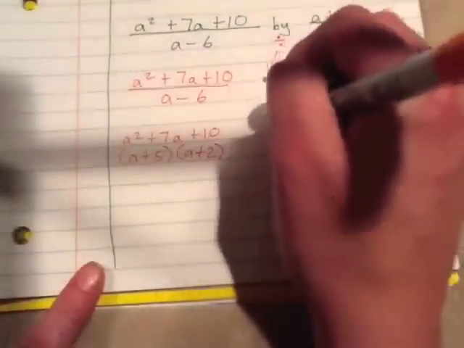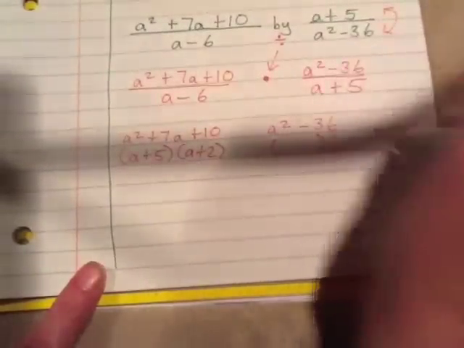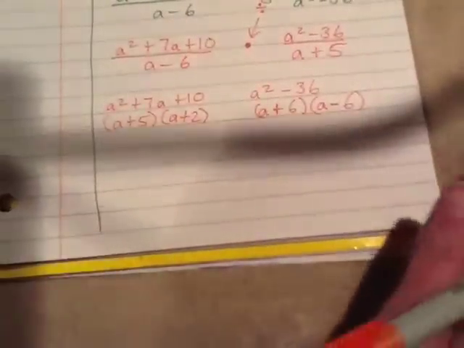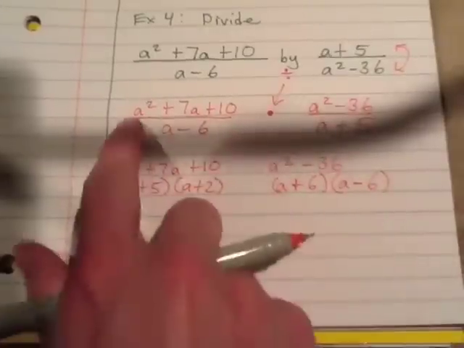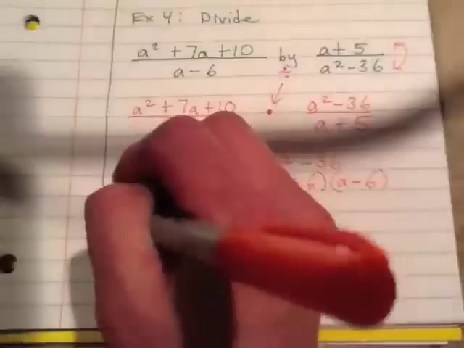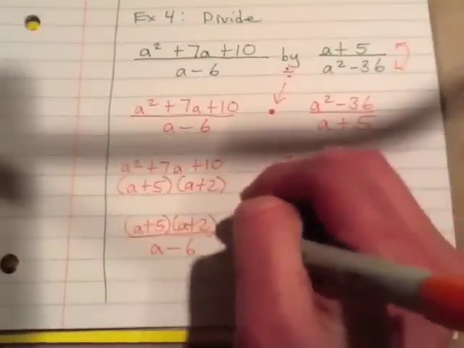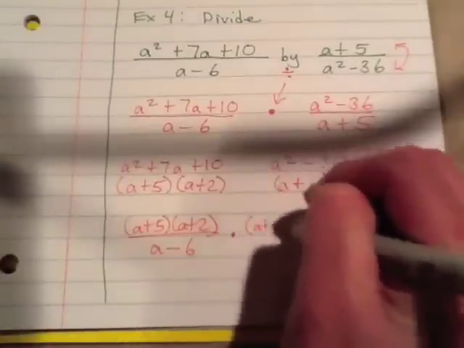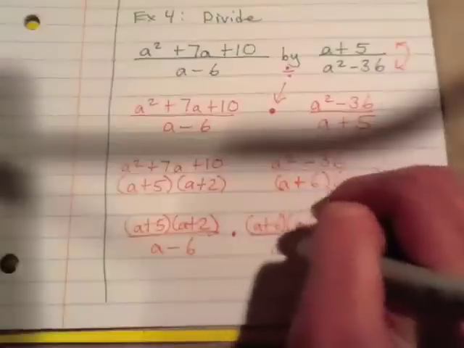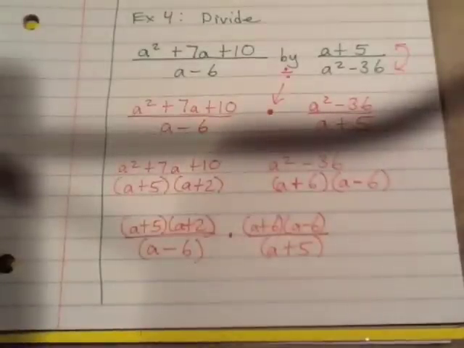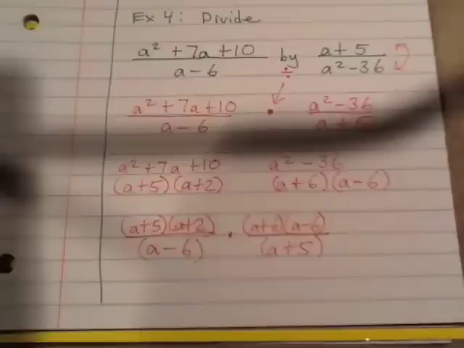And then the a squared subtracting 36 is a difference of squares. So you have your 2 parentheses, 1 plus, 1 minus. Square root of a squared is a. Square root of 36 is 6. So now you're just going to rewrite this with multiplying everything. So instead of having an a squared plus 7a plus 10, I'm going to have a plus 5 times a plus 2, over a minus 6, times a plus 6, a minus 6 over a plus 5. And I'm going to put these two binomials in parentheses also, so that I remember those are binomials, they need to be in parentheses.